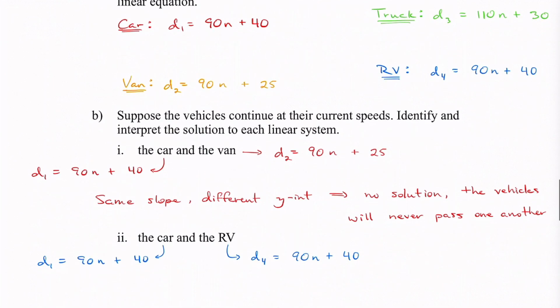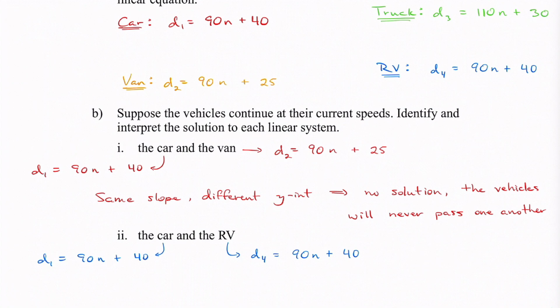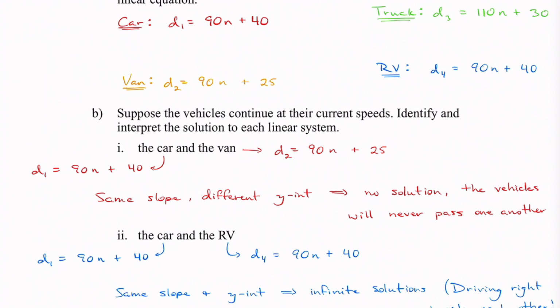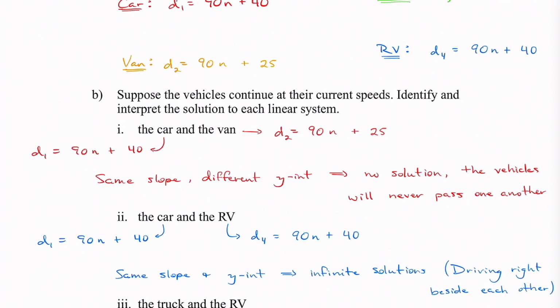Next, we're going to look at the car and the RV. With those ones, the car was going 90 kilometers an hour, and it started at the 40 kilometer mark. The RV was going 90 as well, and it started at the 40 kilometer mark. So these equations are exactly the same. Essentially they started at the same point at 40 and they're both going 90 kilometers an hour. They're traveling at the same speed, so they start beside each other and they're just going to keep driving beside each other. In this case they both have the same slope and the same y-intercept. So we can say same slope, same y-intercept, and because of that, they have infinite solutions. They're basically just driving right beside each other the entire time.